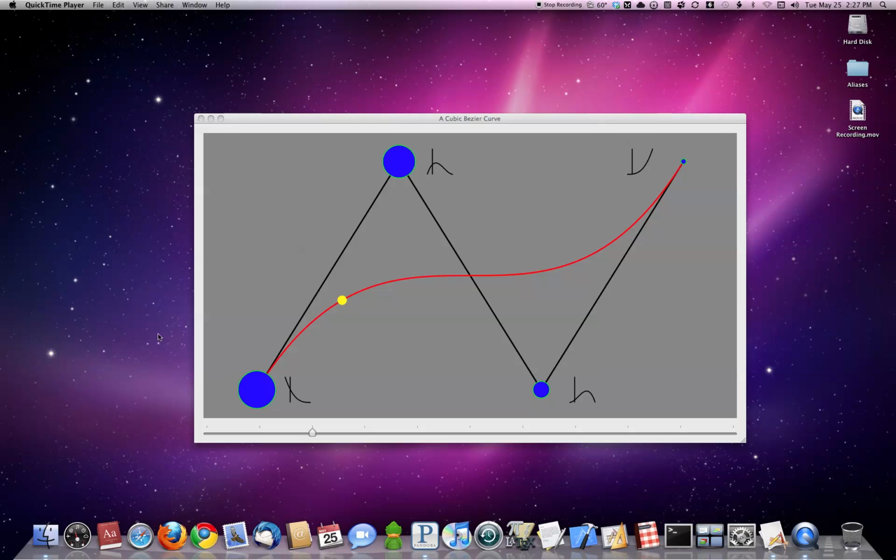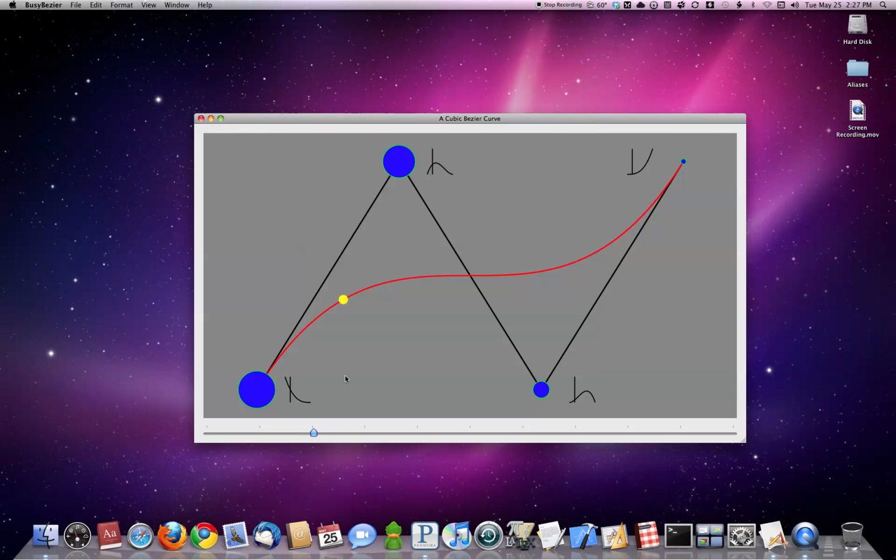The second component is the yellow point that you see here on the curve that we can drag around. So here we're dragging it around. Notice as we drag it around, the blue circles expand or contract.